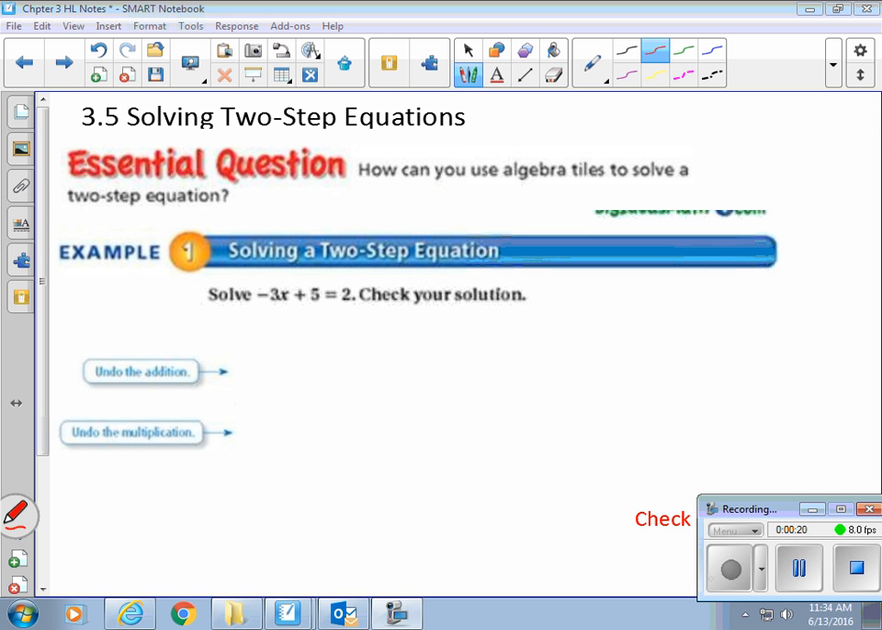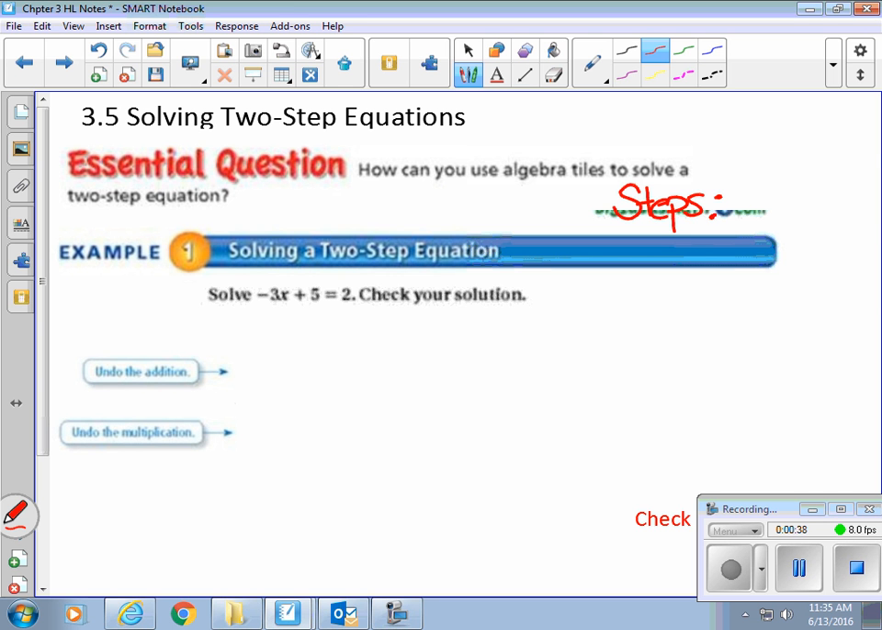I'm going to give you some notes that you can copy down into your packet. We're going to follow these steps to solve two-step equations. We're going to practice them, and then I'm going to teach you another way of doing it that might help you to remember those steps more easily. So let's copy down the steps that you're going to need into your note packet.